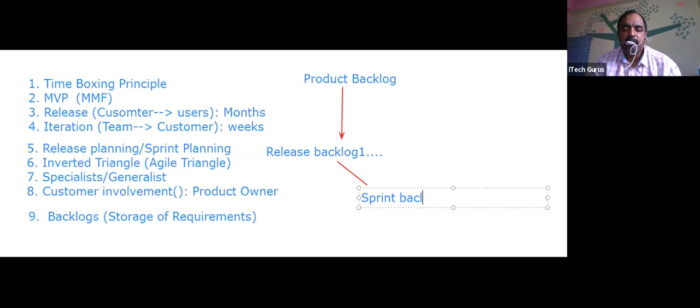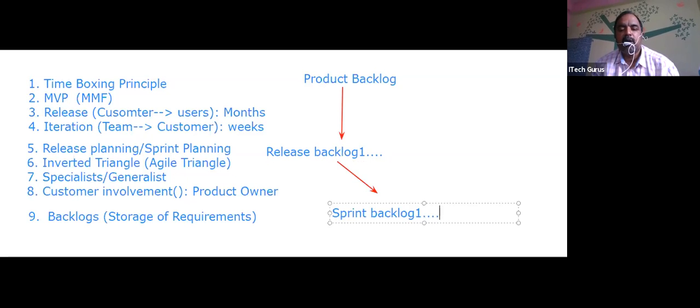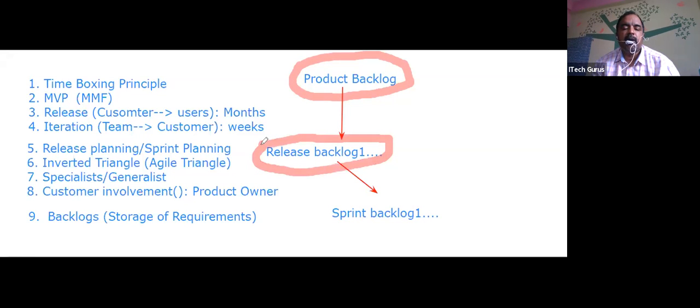So you have multiple sprints, you have multiple backlogs. I'll just put backlog 1 and so on. That's how it goes. So you take a release 1 backlog, then you divide it into sprint backlog 1, 2, 3, 4, 5, 10, assuming that release has 10 sprints. All of you, are you able to follow this? Any question on this? So product backlog is divided into multiple release backlogs, and each and every release backlog is divided into sprint backlogs. Any question?